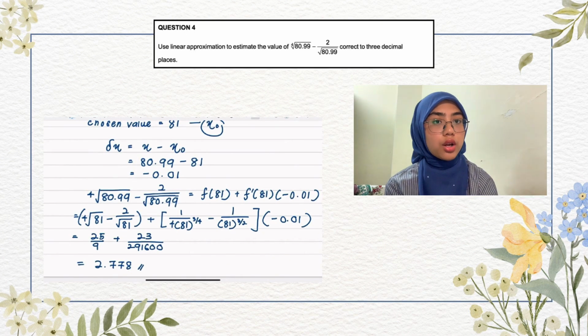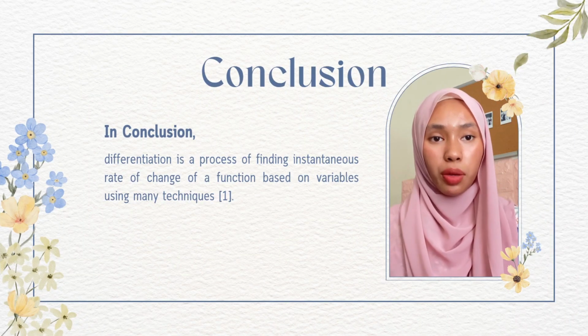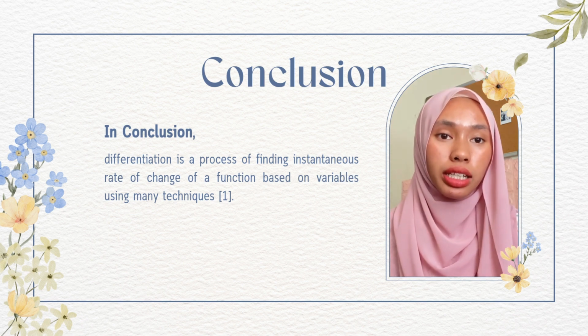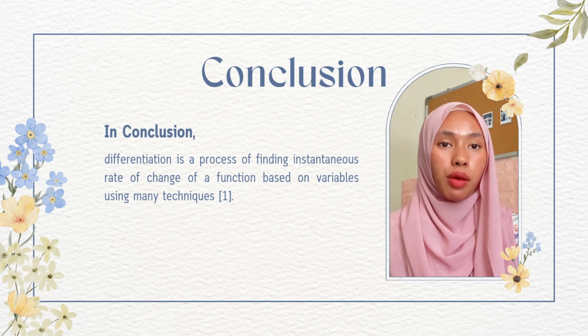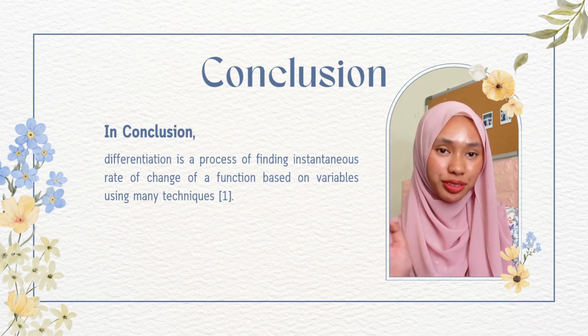Now let's move on to the conclusion. So, from this topic, we can conclude that differentiation is the process of finding the instantaneous rate of change of a function based on variables using many techniques. That's all from us. Thank you.